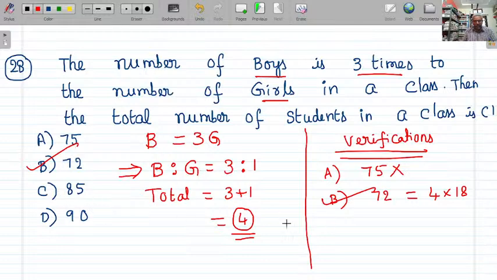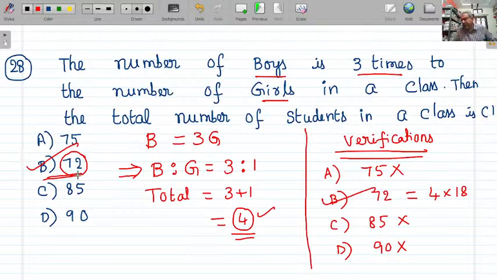85 is not divisible by 4, and D, 90, is not divisible by 4. So only 72 out of the options is divisible by 4. So the possible total number of students in the class is 72. Whatever multiple of 4 is given in the options, that will be the correct answer. You remember one thing: many answers are possible if options are not given. Right, option B, Pujita, absolutely correct.